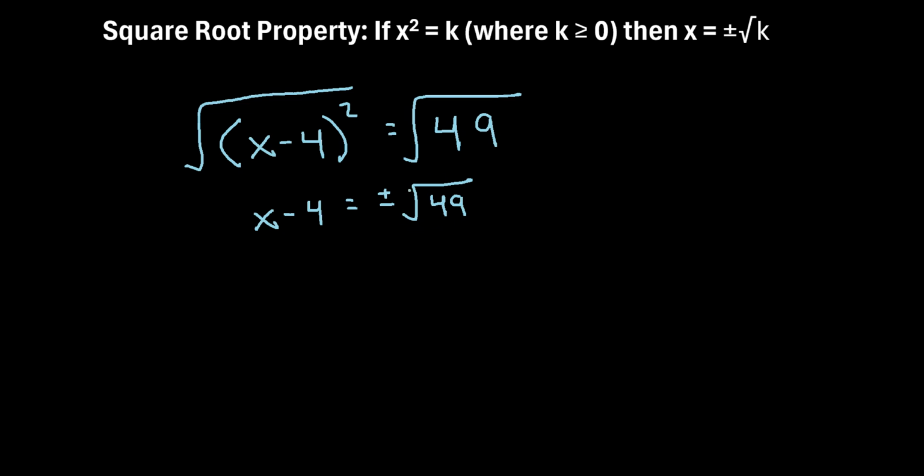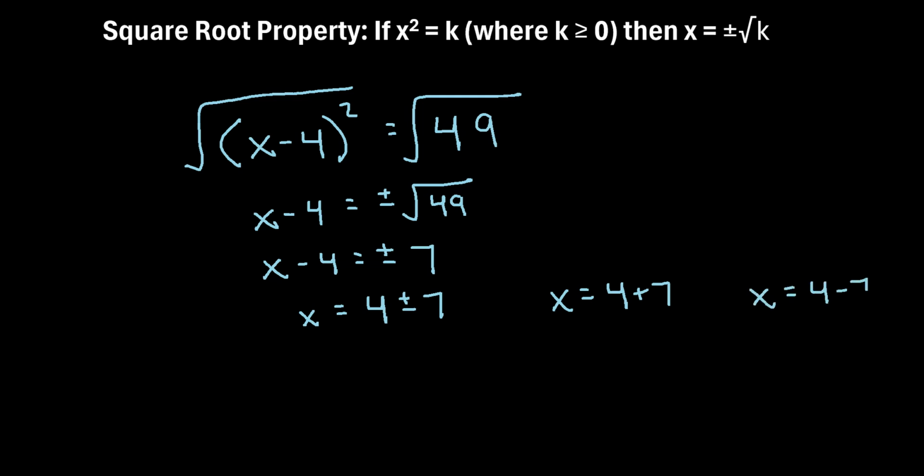Now, the square root of 49 is 7. So really we have x minus 4 is equal to plus or minus 7. So to solve for x, we can add a 4 to each side. So we get x is equal to 4 plus or minus 7. So there are two possible answers here again. We get x is equal to 4 plus 7 or x is equal to 4 minus 7.